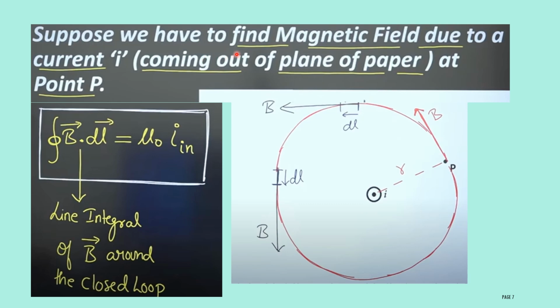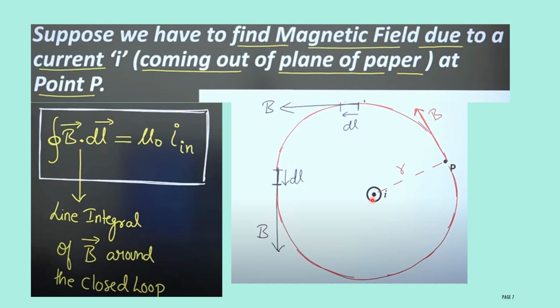Suppose we have to find the magnetic field due to a current I coming out of the plane of the paper at the point P. Here they are asking you to calculate, at a point P, the magnetic field that exists because the current is passing through a conducting wire. Here the current is given at the point I.